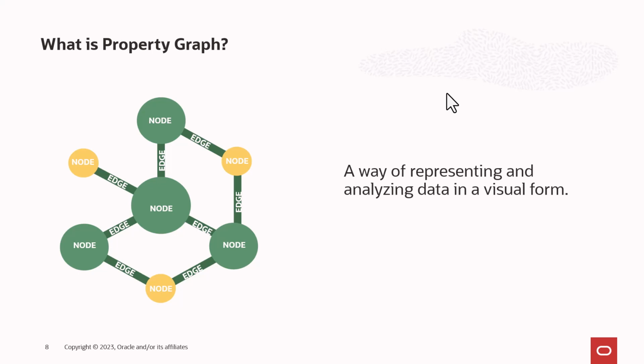So, a property graph is a way to represent and also analyze data in visual form. It's not just a collection of data points, it's a visual representation that helps to understand connections better. The nodes are the vertices of the graph and the connections are the edges. These graphs then offer a different view of your data, and the good news is that we can build such a model on top of a relational data model.